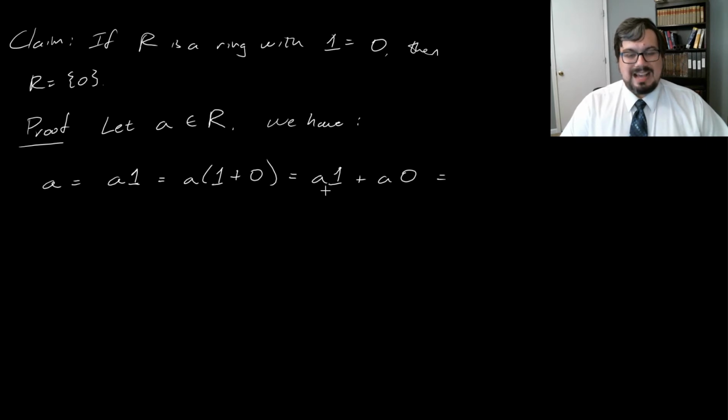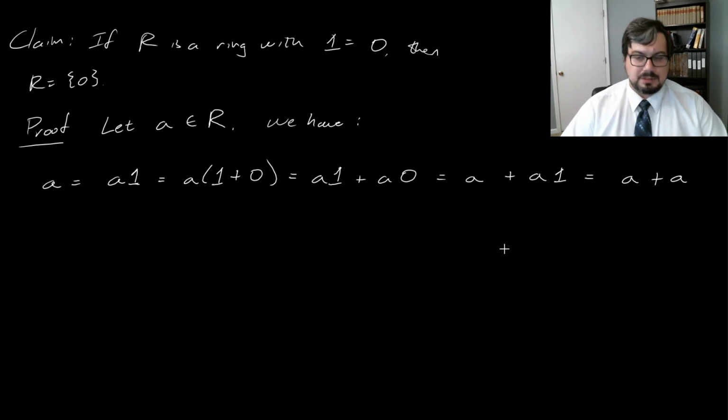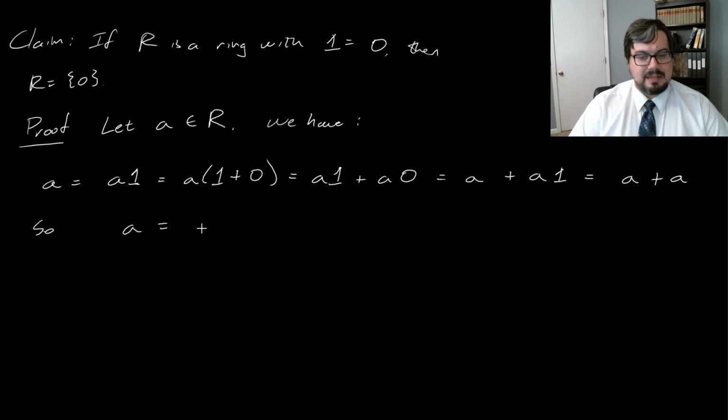So now a times 1 we know is just a. That's the multiplicative identity. A times 0 we're going to write as a times 1, because we know that 1 is equal to 0. That was our assumption. And again, a times 1 is equal to a. These are pretty basic things that we've been doing, but they're important for establishing the result. So now we have that a is equal to a plus a.